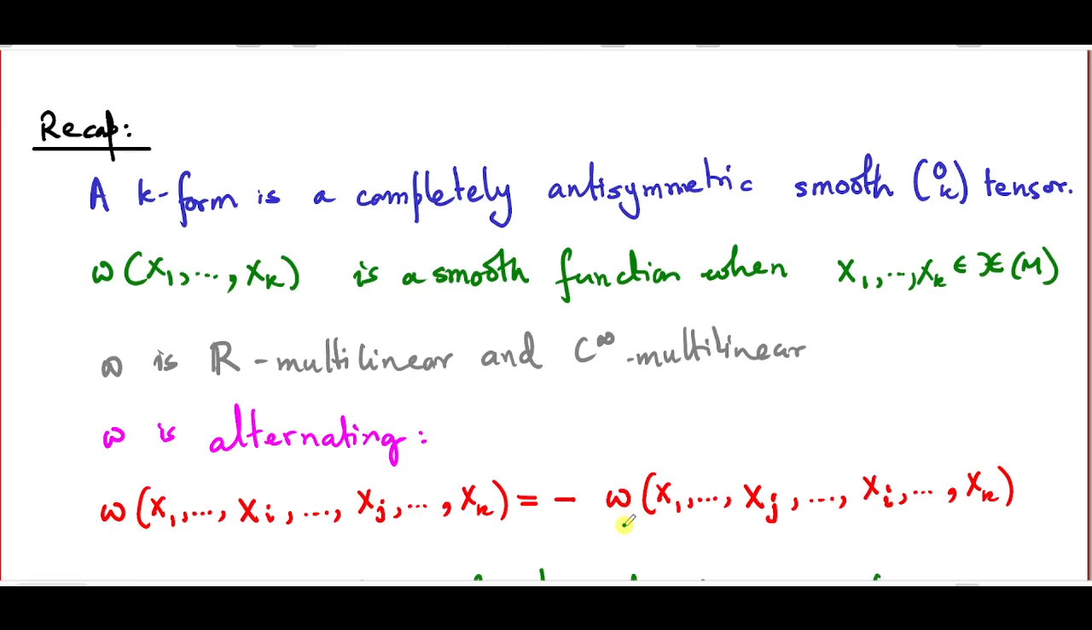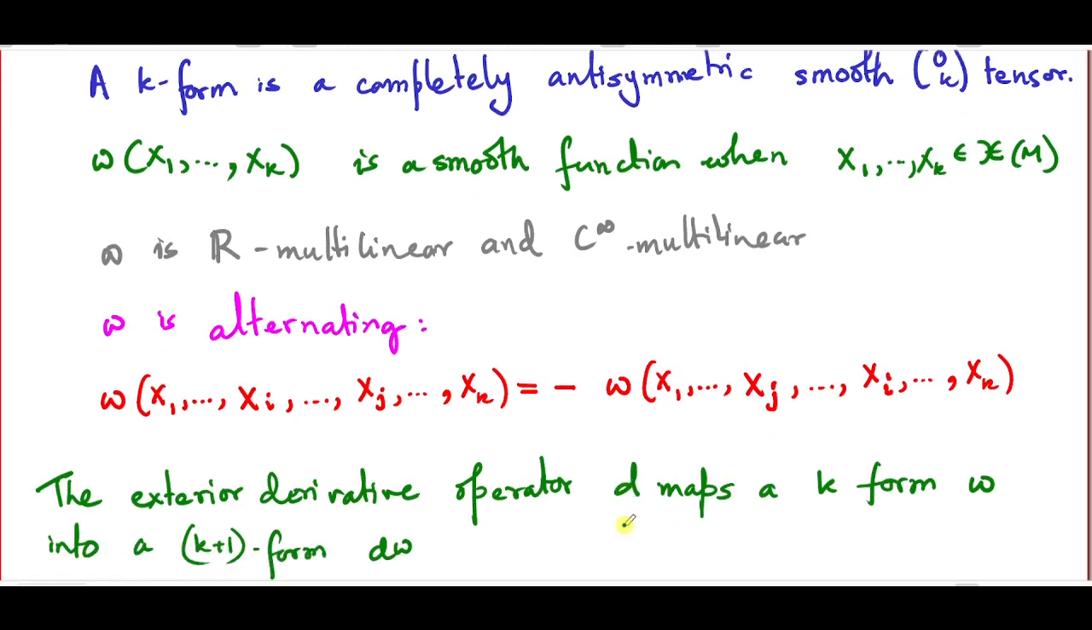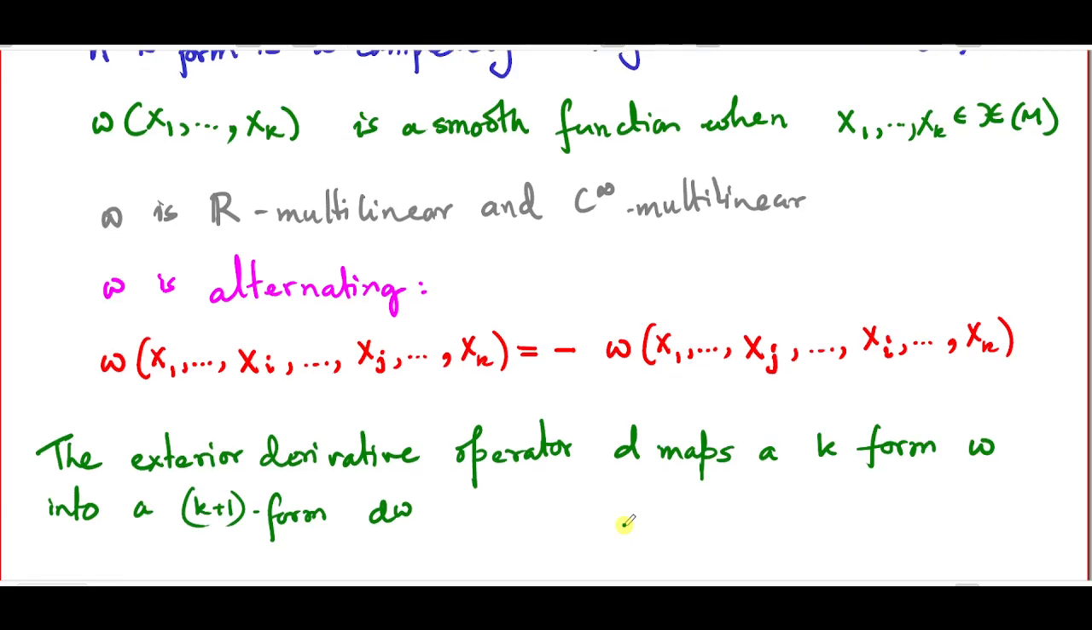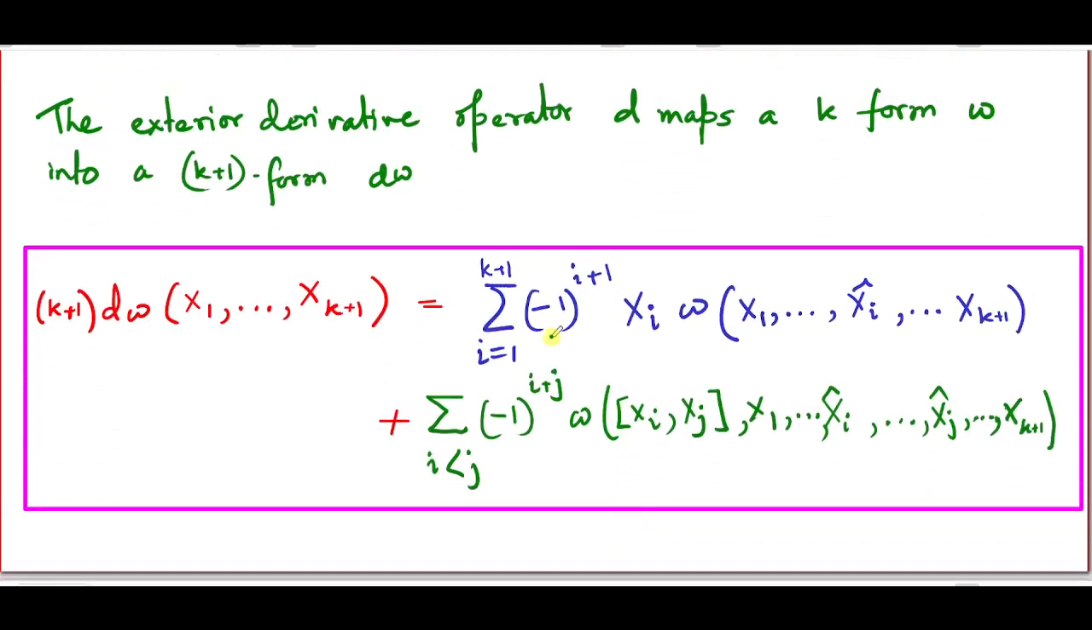Now, in the last few lectures, we have actually seen a very important operation that you can do on a differential form. This is the exterior derivative operation, and the corresponding operator d maps a K-form omega into a K plus 1 form called d omega. And the way in which you define d omega is through this particular rather formidable looking expression which involves two sums.